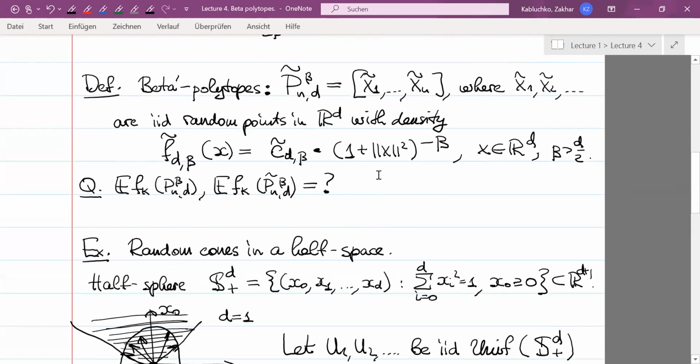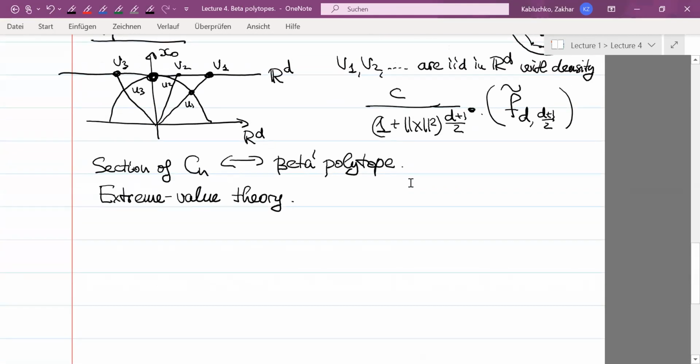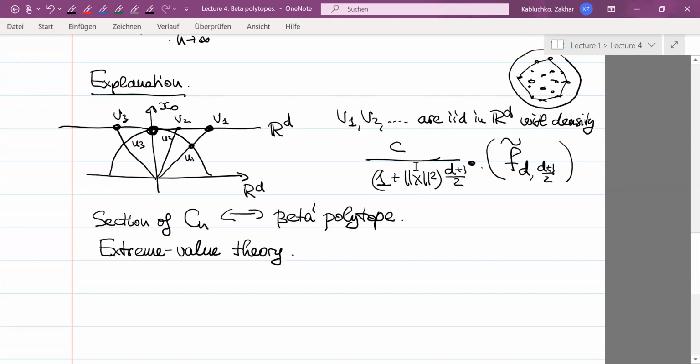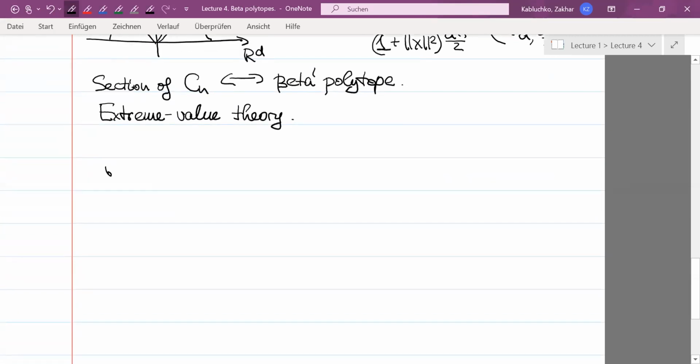But here we are in a multivariate situation, and we shall do the following. Let us consider v_1, v_2, and so on. So they have this density. Let us divide them by n, so normalize. Consider v_1 divided by n, v_2 divided by n, and so on. Their density is the following one.